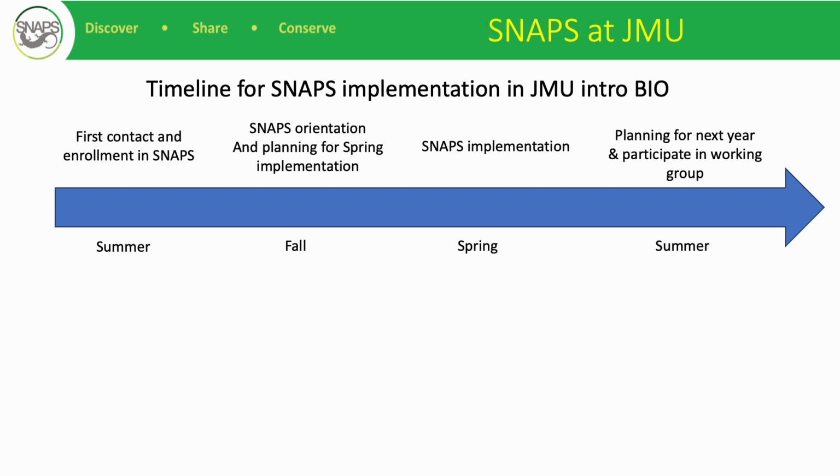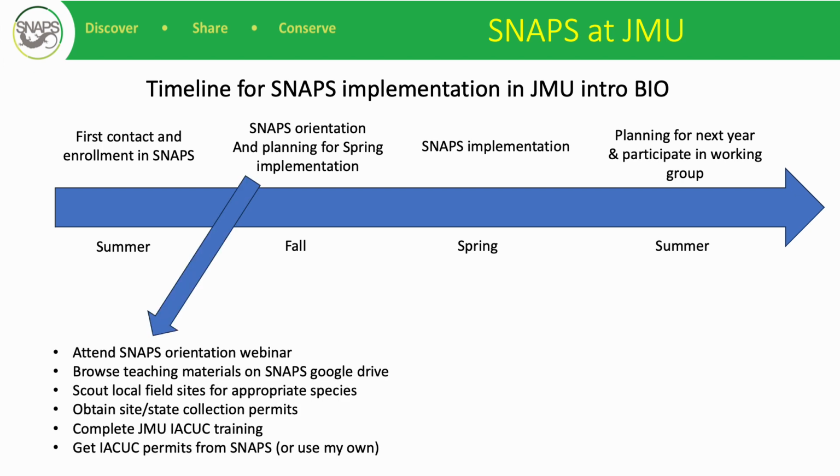This is the timeline for my implementation of SNAPS at JMU. I reached out and was accepted to participate in SNAPS in the summer prior to my first implementation. The following fall, I began formally planning for implementation for the coming spring semester. This entailed participation in a brief orientation webinar, perusing freely available SNAPS lesson plans and protocols available through the SNAPS website and a shared Google Drive folder, scouting local field sites to ensure I could find enough salamanders to sample, obtaining local collection permits, and completing IACUC training at my university for amphibian sampling so I could be added to the SNAPS umbrella IACUC protocol.